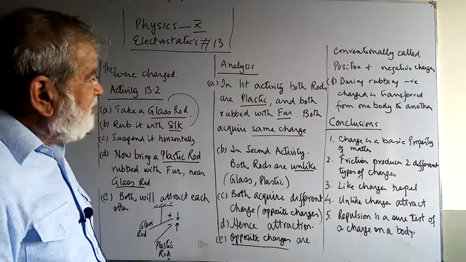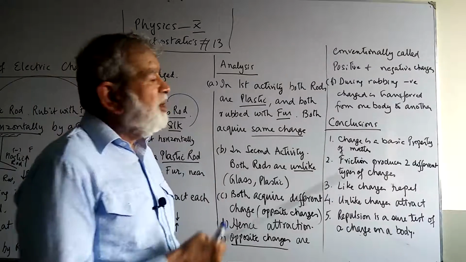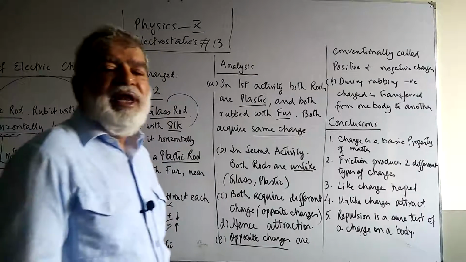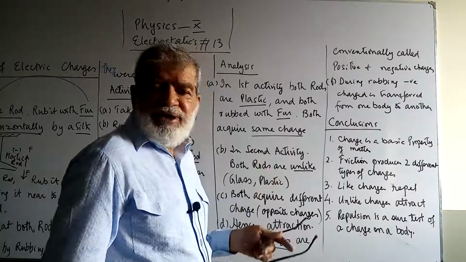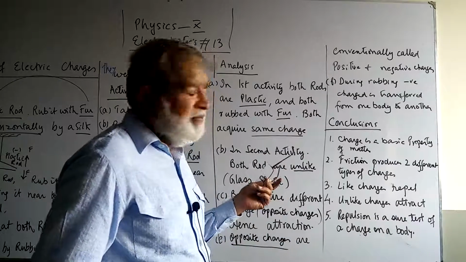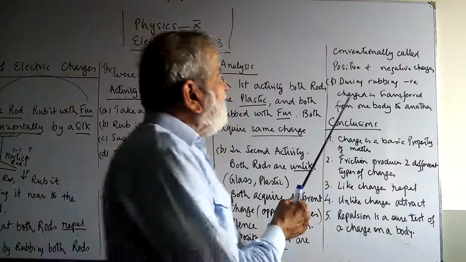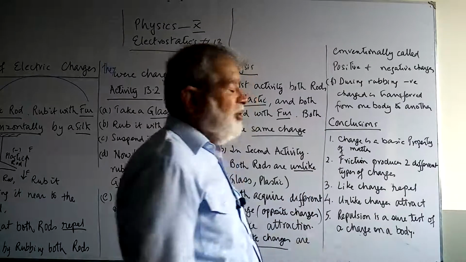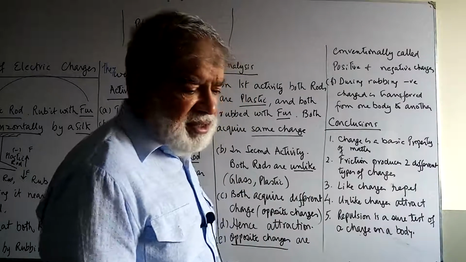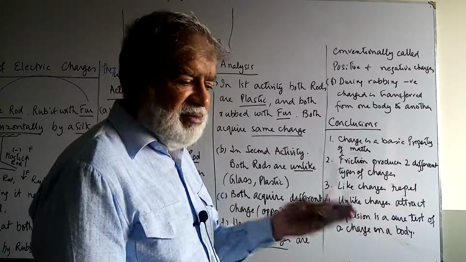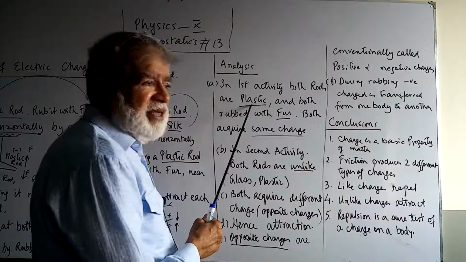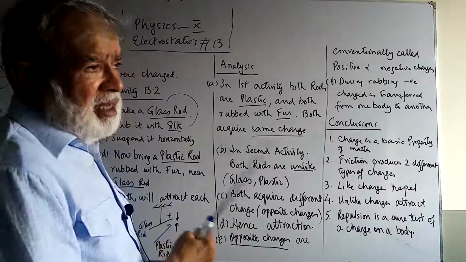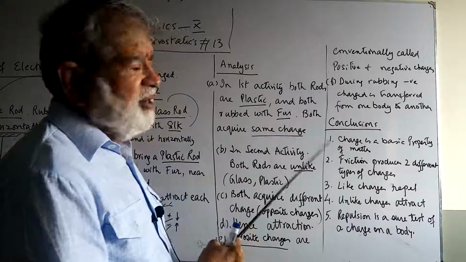And you must remember, opposite charges are conventionally known as positive or negative charge. There are two kinds of charges, and conventionally they are known as positive charge and negative charge. What happened during rubbing? Negative charge is transferred from one body to another. Like you took the case of plastic and fur. In this case, negative charge was transferred from one body to the other.